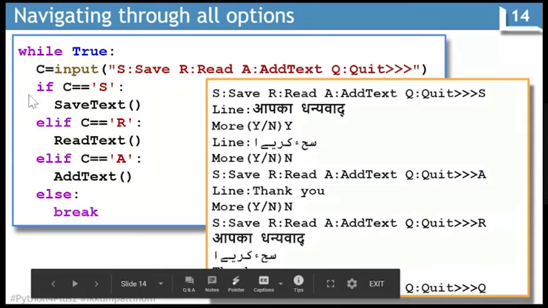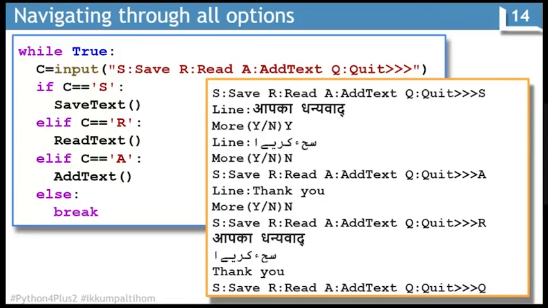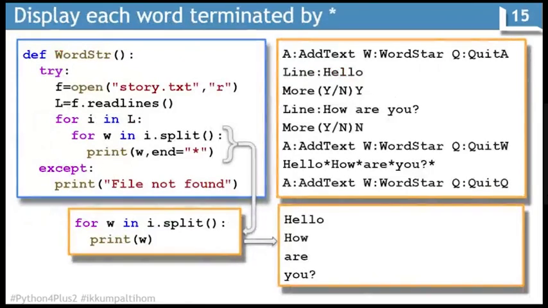So this is going to be kept at the bottom of the program. After writing all 3 functions which we wrote, we'll be writing this particular loop so that all the functions can be navigated by the user.